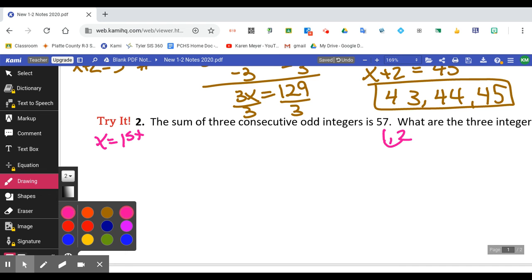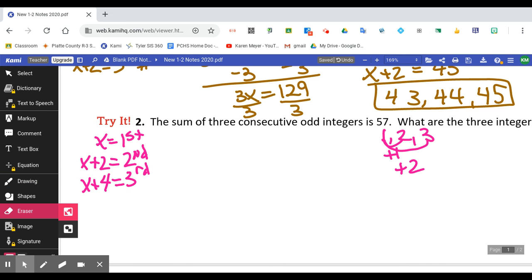So you can't just say that there's a distance of 1 space. You would have to go to the next odd number, which is 3, and that would have a space of 2. So over here, your second number would have to be x plus 2. And then your third number would have to be x plus 4. So with that information, please pause the video and try the question on your own.